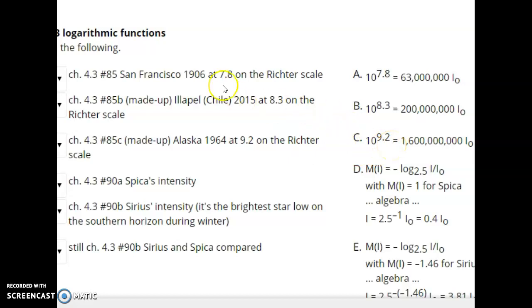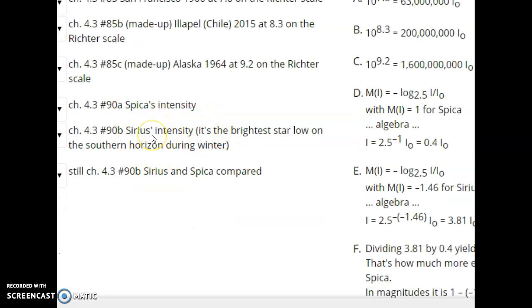And notice on a Richter scale, they don't look that much different, 7.8 to 9.2, but their intensities are quite different. Here we have this big earthquake in 1906 that killed a lot of people and devastated a big city. It has an intensity of 63 million, while the Alaska earthquake in 1964 had 1.6 billion, much, much stronger. But of course, it was also in a much less populated part of the country. And then here, this other one, 90.